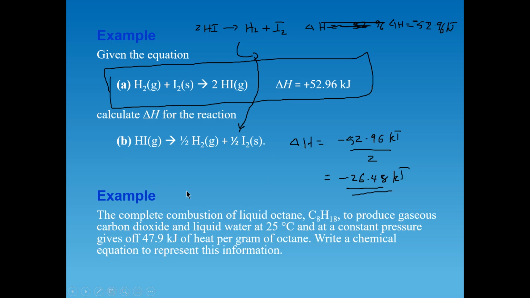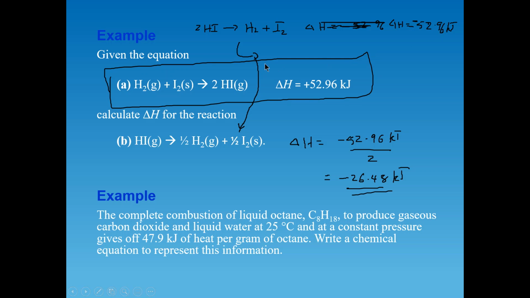So how does that help us to determine delta H for this reaction? Well, firstly, if you switch this equation around, if you basically put the products over on the reactant side and the reactants on the product side, that means that the sign of delta H would change from positive to negative. So it will change from plus 52.96 to negative 52.96, all right?